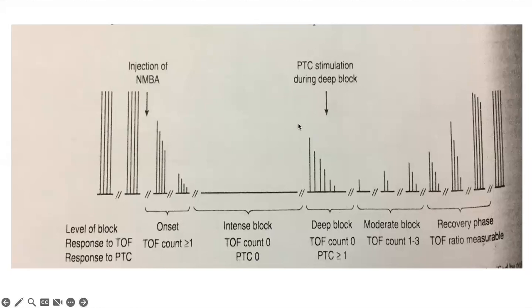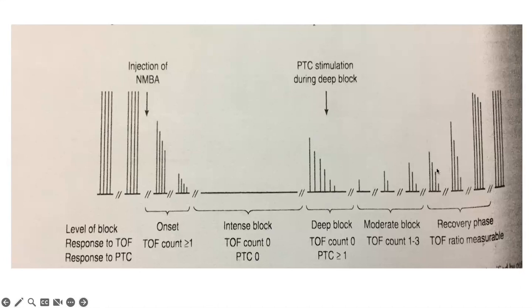Then as time goes on, as the muscle relaxant begins to wear off, now you start getting 1 twitch on the train of 4 count. You get a second twitch. We say a train of 4 count of 2. You get a third twitch, train of 4 count of 3. You get 4 twitches, a train of 4 count of 4.